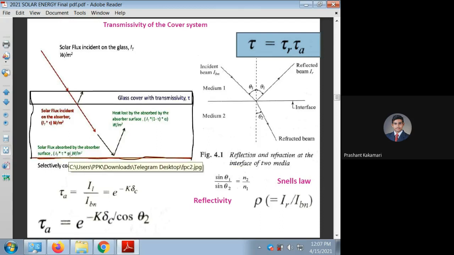So this tau into alpha, what is indicated here, is nothing but tau r into tau alpha. In that case, I can multiply IT into tau. So tau is nothing but the multiplication of the transmissivity due to refraction or reflection, tau r, and tau alpha, the transmissivity due to absorption. Finally, we can also write it as tau into alpha, because alpha is the absorptivity, and tau itself is the transmissivity due to reflection or refraction. So that is one of the other terms.